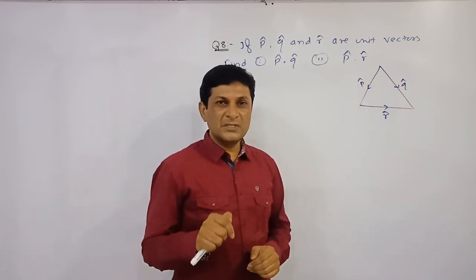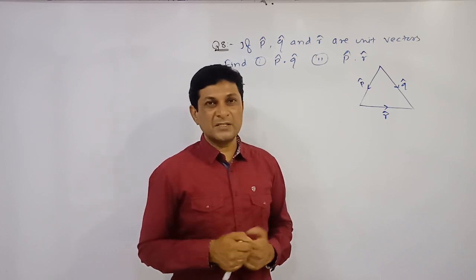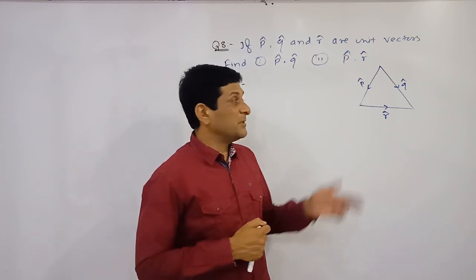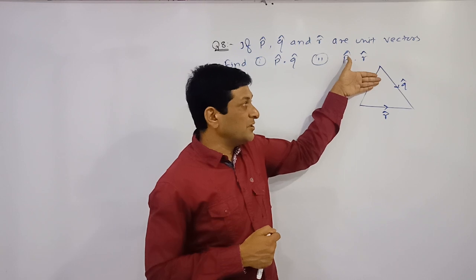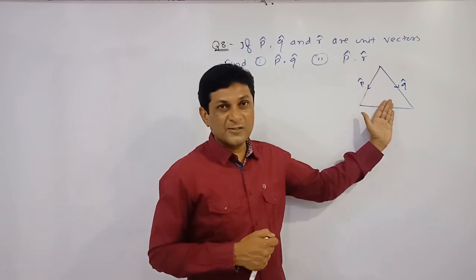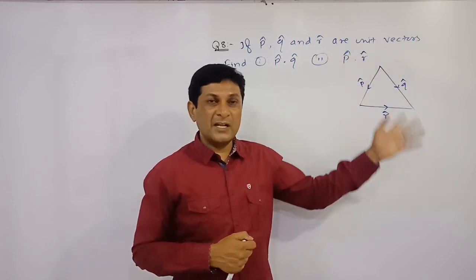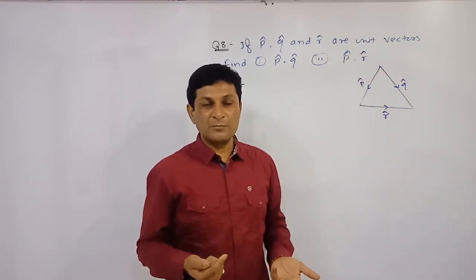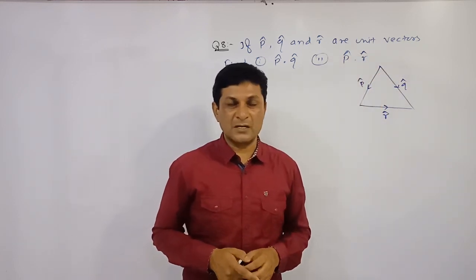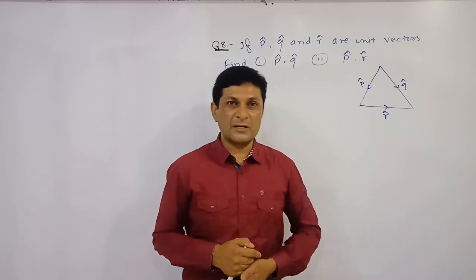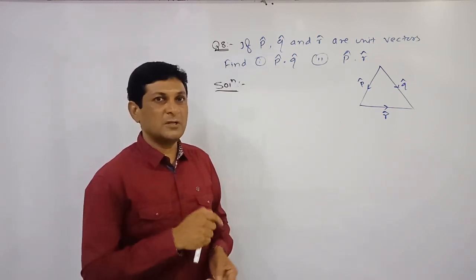Since these are unit vectors, we can say that their magnitudes are equal: the magnitude of this side will be 1 unit, the magnitude of this side is also 1 unit, and the magnitude of this side is also 1 unit. We can say that the lengths of all three sides are equal. Means the triangle is what? Equilateral triangle. First let us show that the triangle is equilateral, and later on we will find our required values.